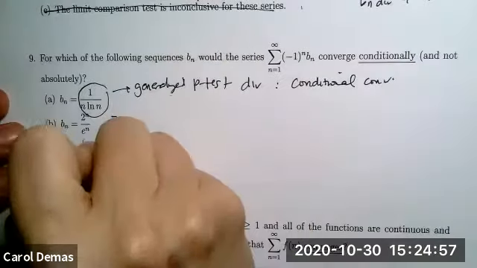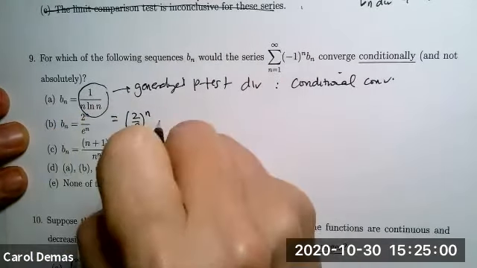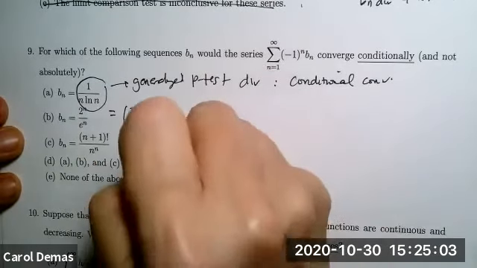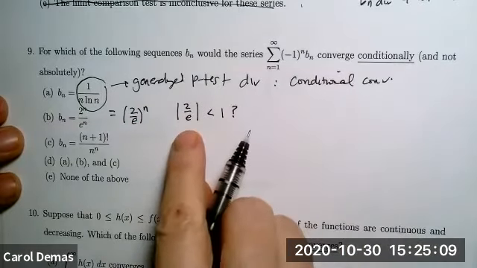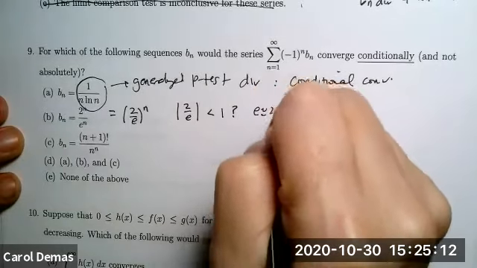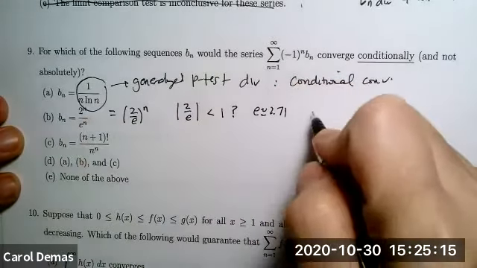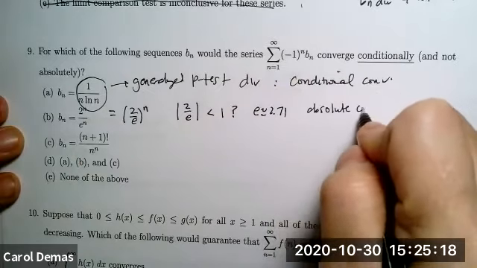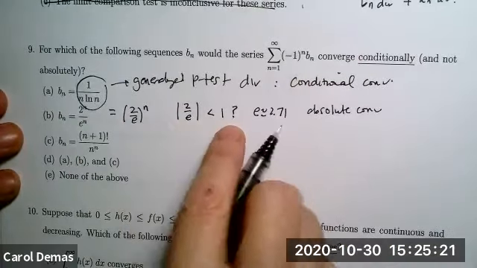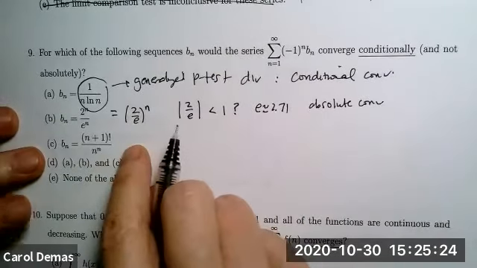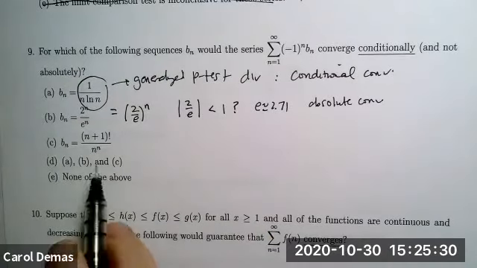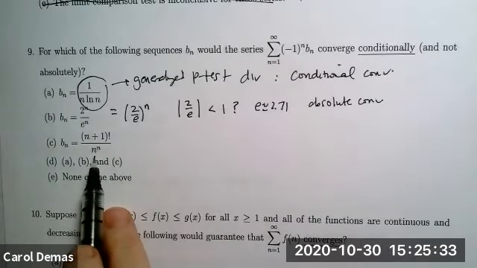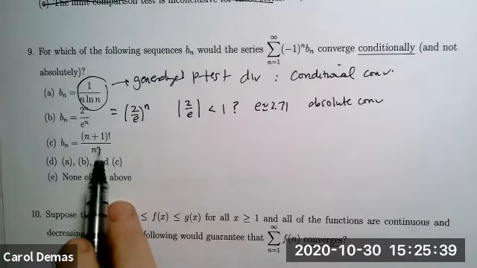Okay, for B, we can write this as 2 over e to the n. The question as to what this does depends on this ratio. Is it less than 1? Yes, it is, because e is around 2.7 something. So this one's going to be absolute convergence, because if this ratio is less than 1, it's going to converge. Okay, this one, you look at the hierarchy of growth rates, or if you've got factorials or powers, what can we do here? Ratio test. We can do ratio test here.